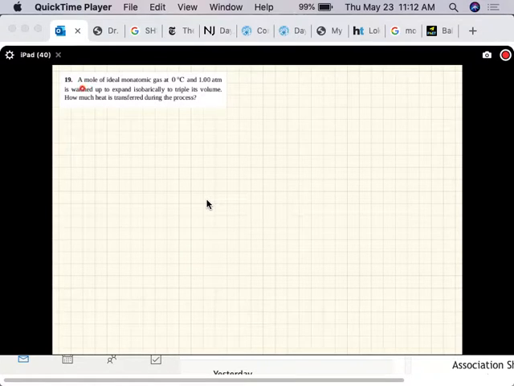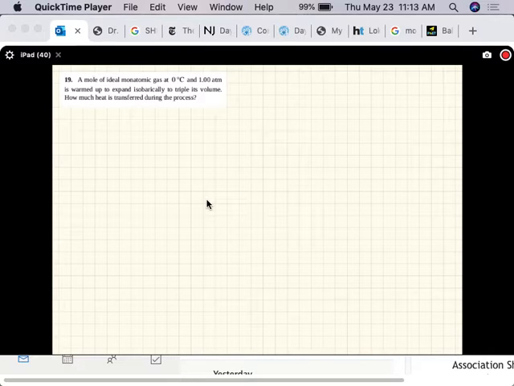Okay, so this problem says a mole of ideal monoatomic gas at 0 degrees Celsius in 1 atmosphere is warmed to expand isobarically to triple its volume. How much heat is transferred during this process?